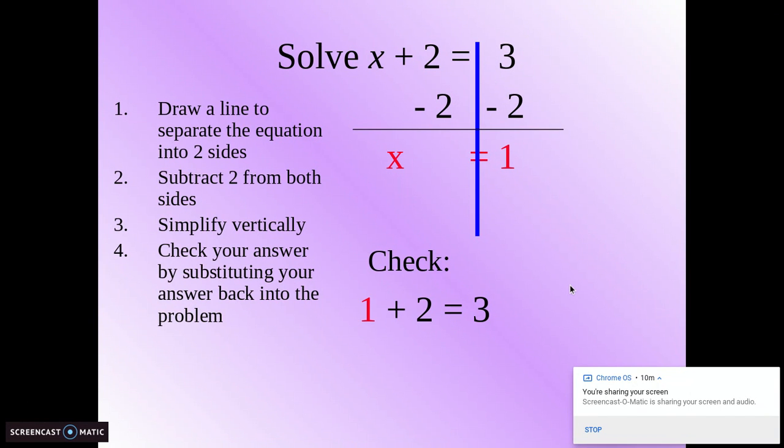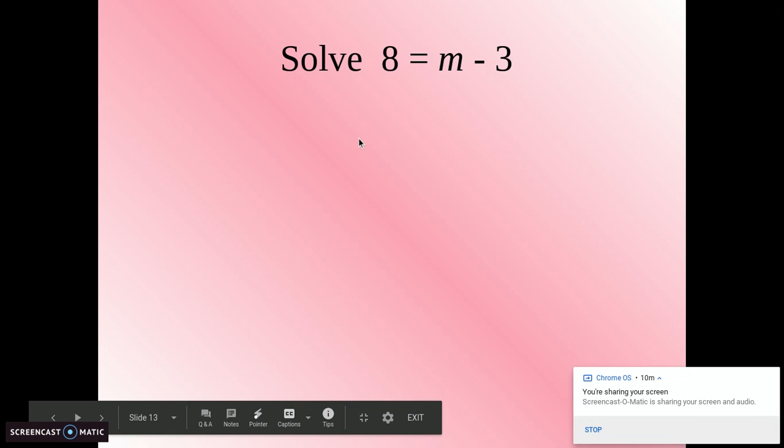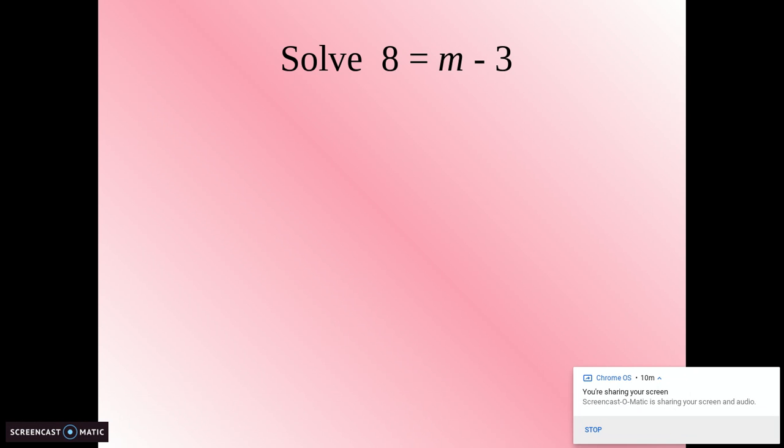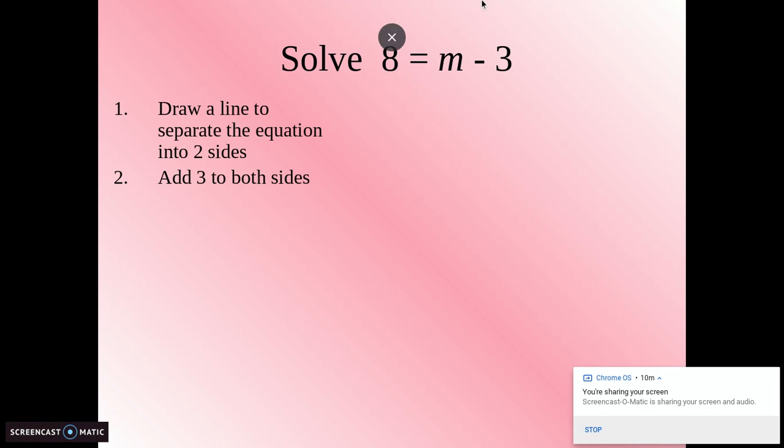Our answer is correct. Let's take one more example. Now 8 equals m minus 3. So it doesn't matter where the variable is. Sometimes the variable comes on the left side, sometimes it comes on the right side. So some steps would be: draw a line to separate the equation into two sides. Now, you want the variable to be isolated. You want only the variable on one side. There's a subtraction, connected to it.